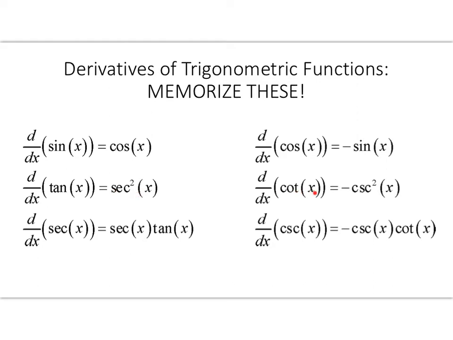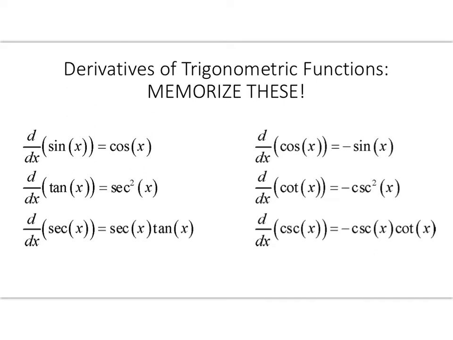Derivative of cotangent of x is negative cosecant squared. Derivative of secant of x is secant x times tangent x. And the derivative of cosecant x is negative cosecant x times cotangent x. So for extra practice, you can get all of these.